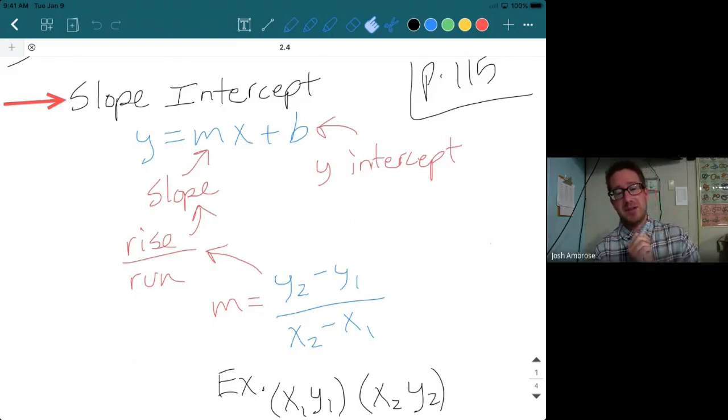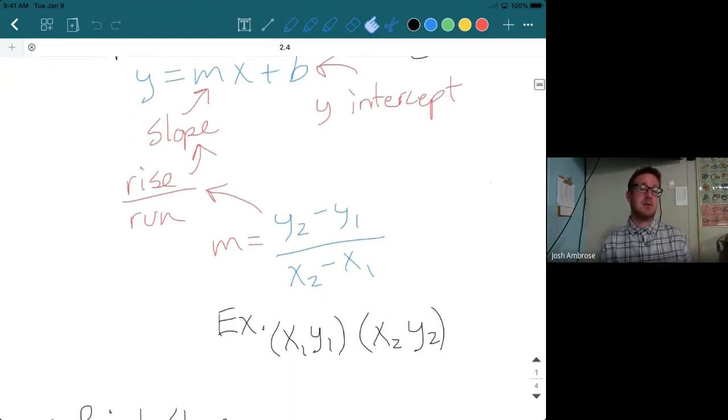Please understand that those little ones and twos with the x's and y's are not exponents. Those are what's known as subscripts. It's just a direction telling you to use the second y value minus the first y value, divided by the second x value minus the first x value. If you're wondering what that means, there's an example of a point. I took out the numbers and replaced them with what they really represent. You have the first x with the first y, that's the first point, and then the second point would be the second x with the second y.